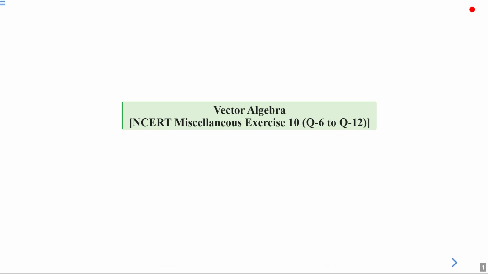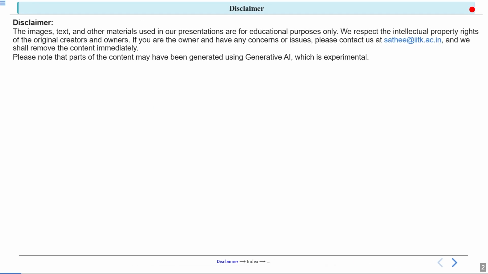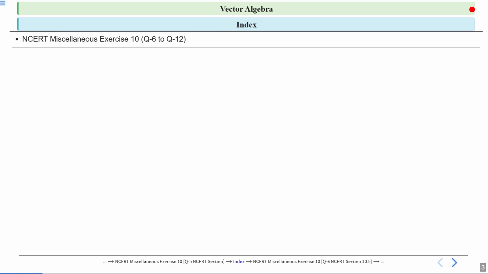So in today's class we will study vector algebra and NCERT miscellaneous exercise 10 question number 6 to 12. So let's start. So we will study NCERT miscellaneous exercise 10.